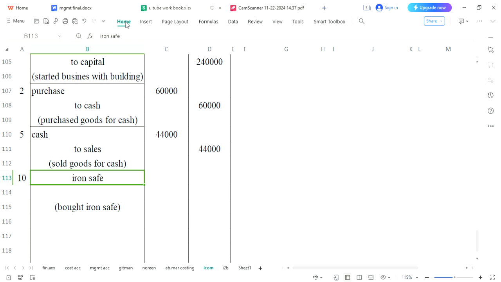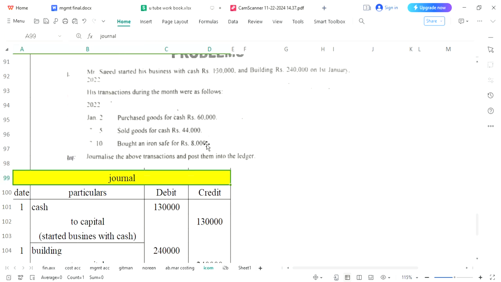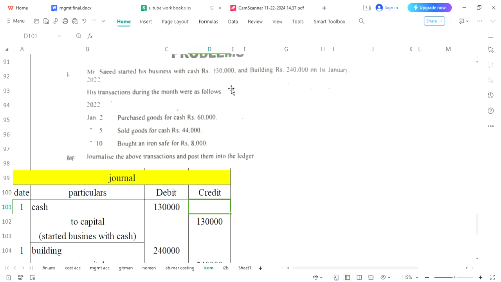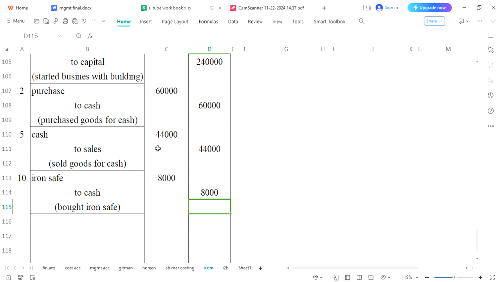Asset has been increased. When you will buy an asset, cash will go out. Cash is your asset. Asset is decreasing. Decrease in asset should be written on credit side. So our entry has been completed. Iron safe to cash. Now let's see how much amount, 8,000. So we are going to write 8,000 on debit side, 8,000 on credit side. So first entry 132.40, 132.40, second 60,000, all right. Third 44,000, okay, and last 8,000. It means our journal entries have been completed.